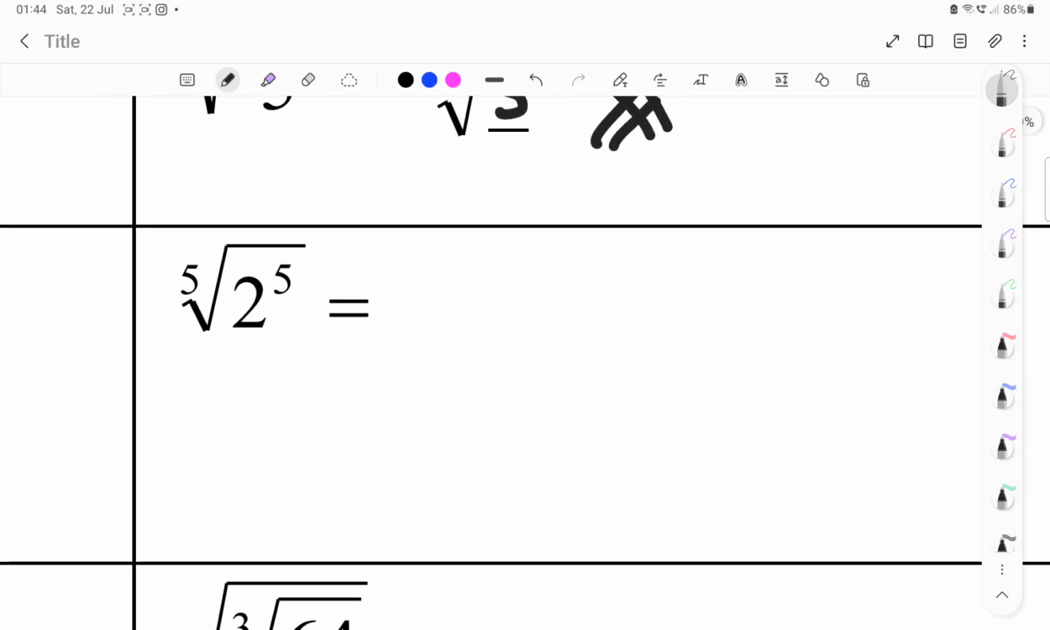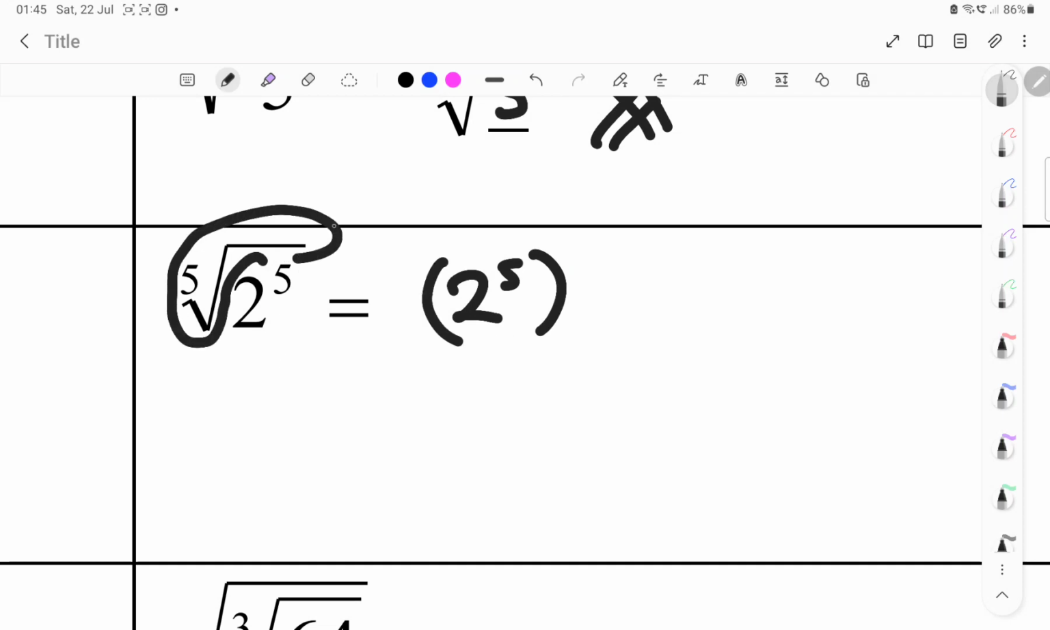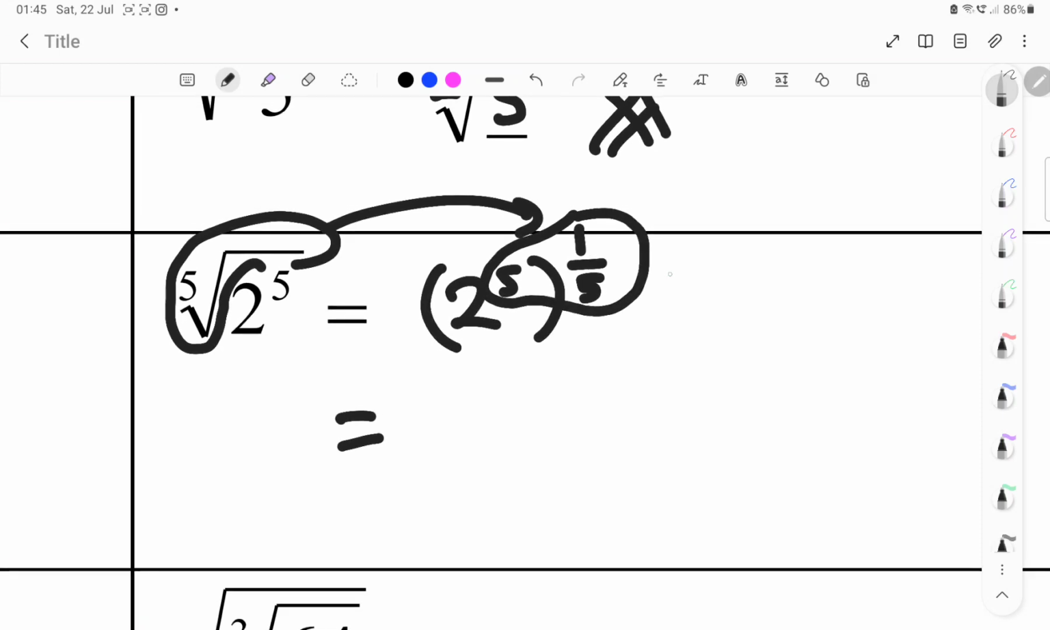So how about this one? This one is actually equal to 2. How? Let's copy 2 power of 5 inside, and then this outside part, we change it into power 1 over 5. Now, by the previous rules of indices, when we have power inside and outside a bracket, we can multiply them. So 2 power 5 multiplied by 1 over 5, we have 2 power 1.